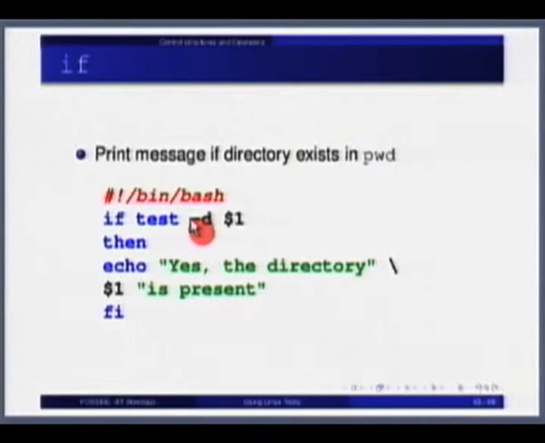If test -d $1. What is this d now? How are we supposed to know? man test. This always tells us all these various options. Incidentally, it says print the directory if it exists.